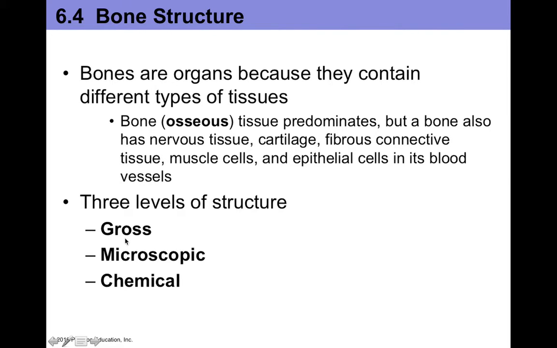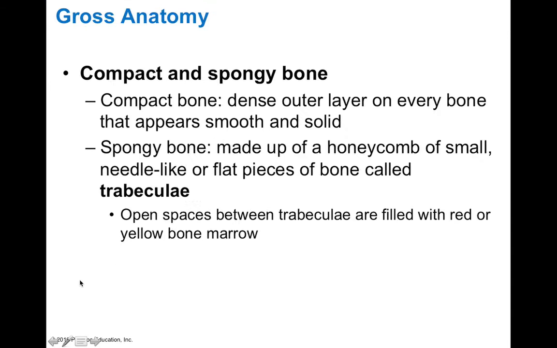Now, we can look at bones in terms of different levels. So the gross anatomical level, which is basically what you can see with the unaided eye, just basically visually what do bones look like. But we can also study bones at their microscopic and chemical levels, which is ultimately what we're going to focus on mostly in this chapter.